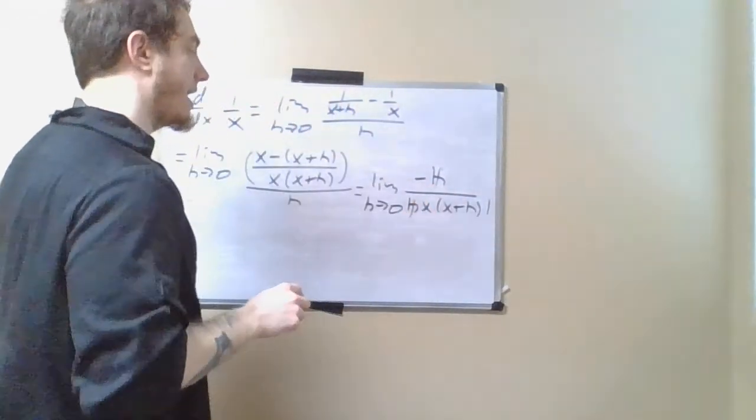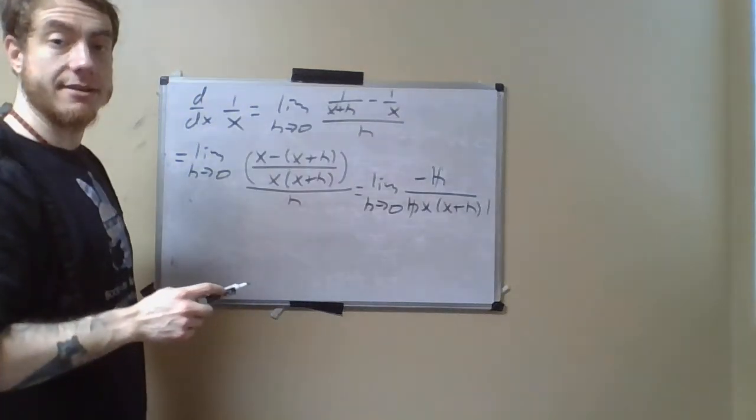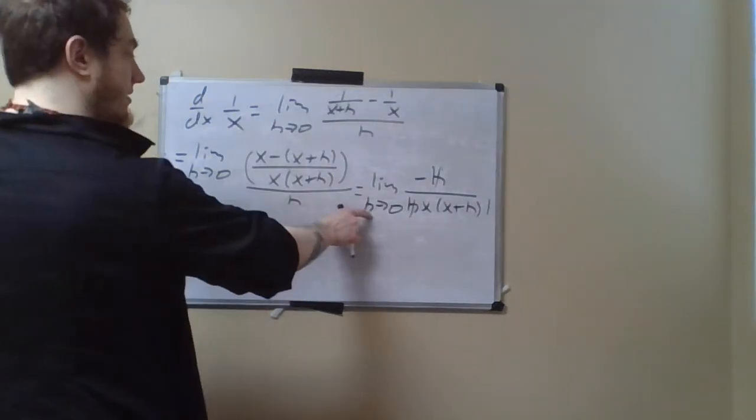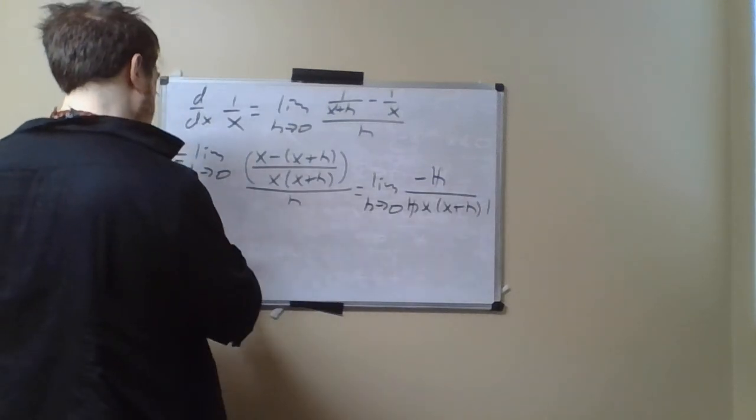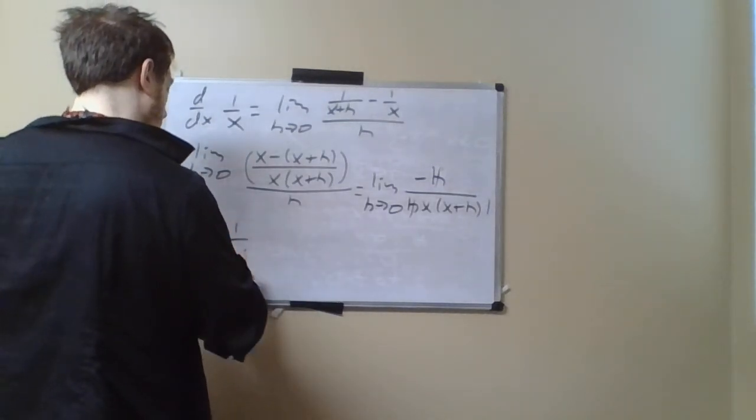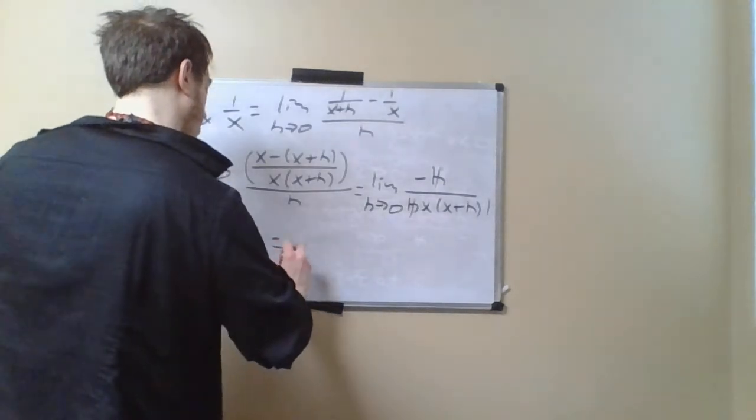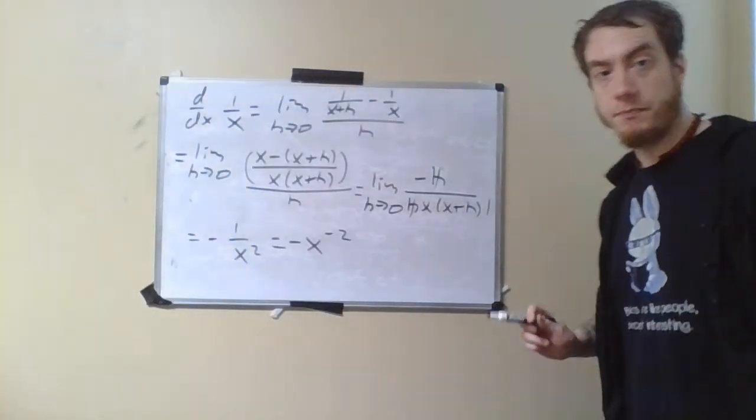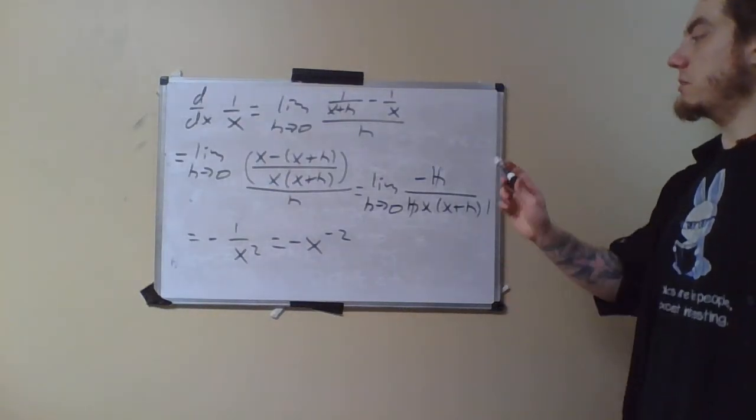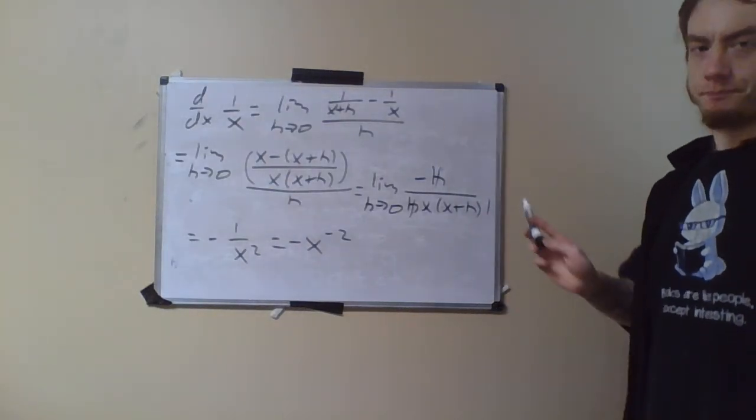These h's cancel, and now, as long as x is not equal to 0, I can find this by evaluation, and this is going to come out to be negative 1 over x squared, which is actually negative x to the minus 2 if we want to write it that way instead. So there we go. We found this derivative as a function.